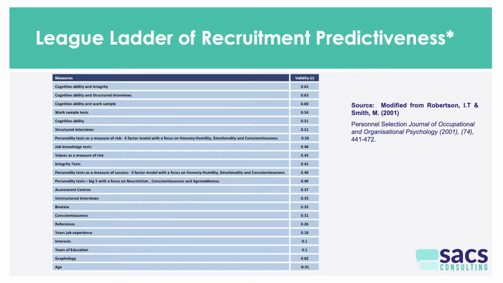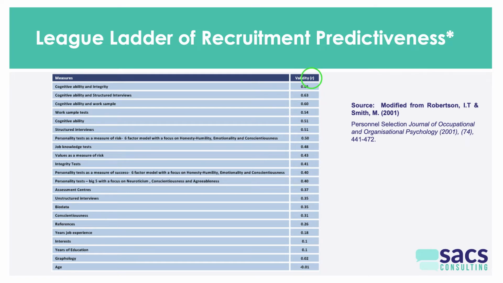Let's look at what the results say. This thing we call the league ladder of recruitment predictiveness. If you're in Sydney or Queensland, you might call it the league table of recruitment predictiveness. It's just a ranking of the various recruitment methods that are listed here on the left, ranked from high to low. And the way that we rank them is through this thing here, validity.